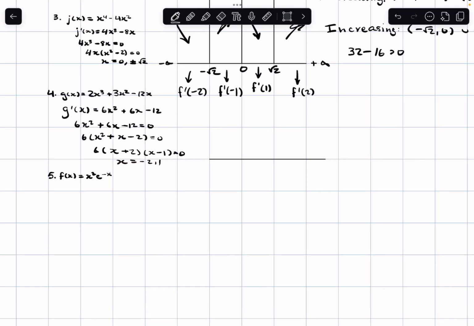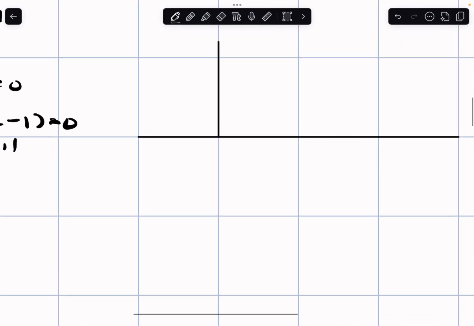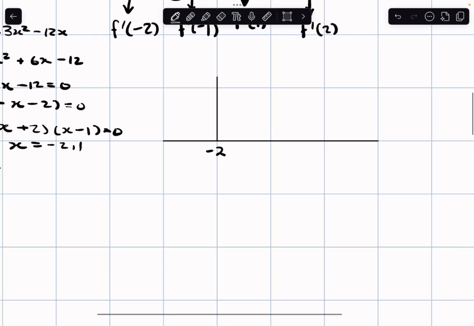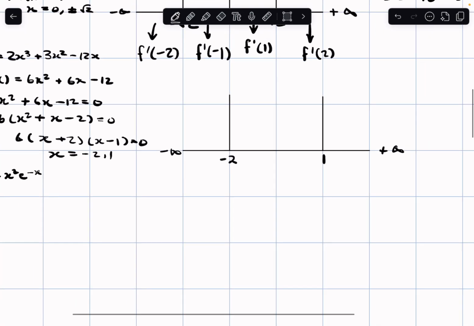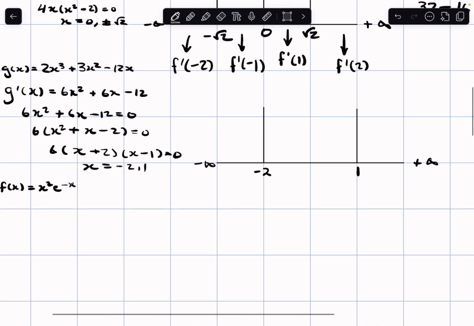That's fine because we only have 2 critical points, so I'm not very picky about how I make it. So it'll be positive infinity, then negative infinity, and then we'll just plug in test points for each interval. In between negative 2 and 1, 0 sits in there, so g prime of 0 is going to be negative 12. So negative 12 is indeed negative, so it's going to be decreasing here.